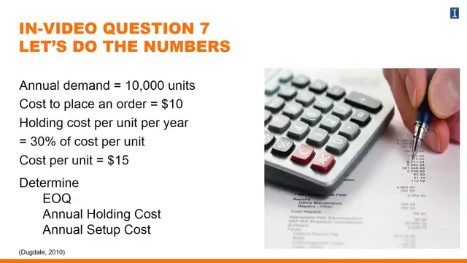Obviously, this includes more than the interest on investment that you have in inventory. So it's got a little bit more than that. That's why it's at 30%. The cost per unit is $15.